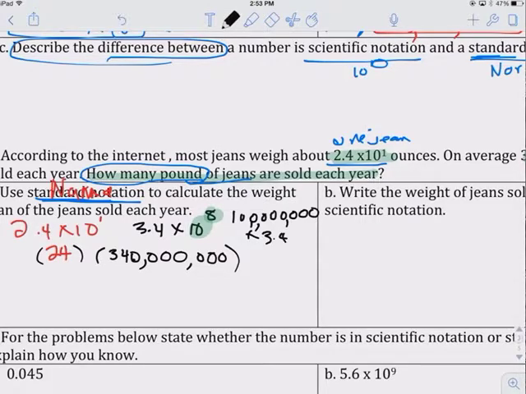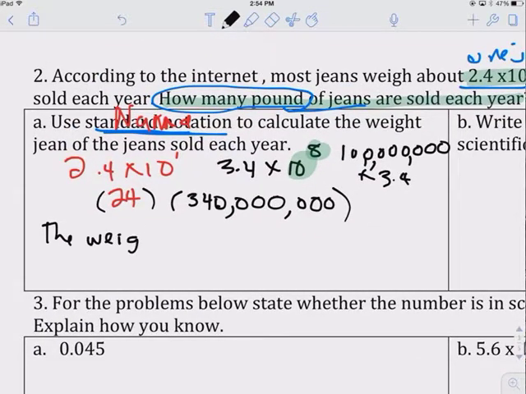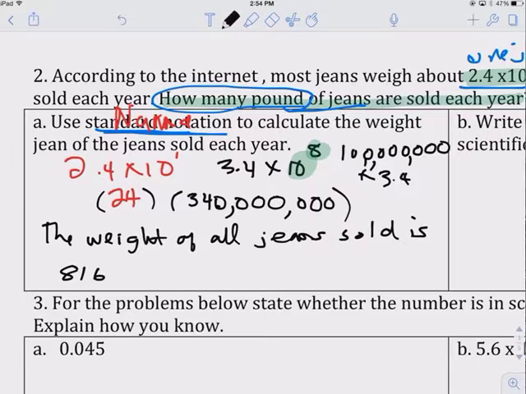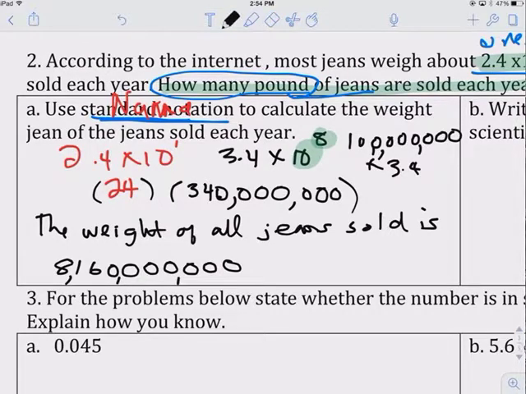So you would say the weight of all the jeans sold is how much? The weight of all jeans sold is how much? It's 8160. And then there's 1, 2, 3, 4, 5, 6, 7, 0. So that is 8,160,000,000 pounds of jeans sold each year. The weight of all jeans sold is that much. Oh, ounces. Ounces, so we can convert this to pounds.